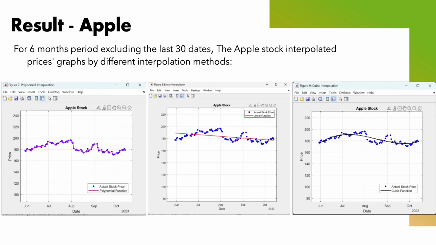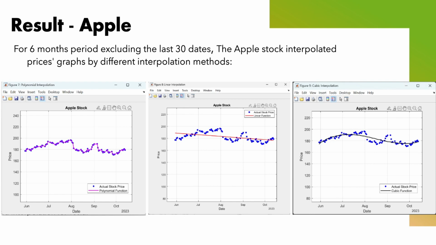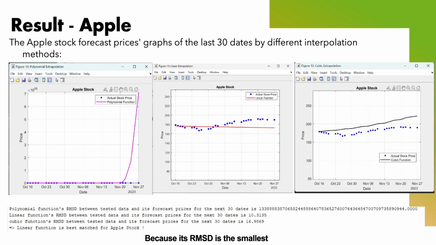And then here comes Apple. Same thing. We have the interpolation to measure. You can see it's a little bit different from Tesla because Tesla is trending up on the least square linear and least square cubic, but this is trending a bit down. There's also the RMSD for all the functions, and linear function has the smallest RMSD.